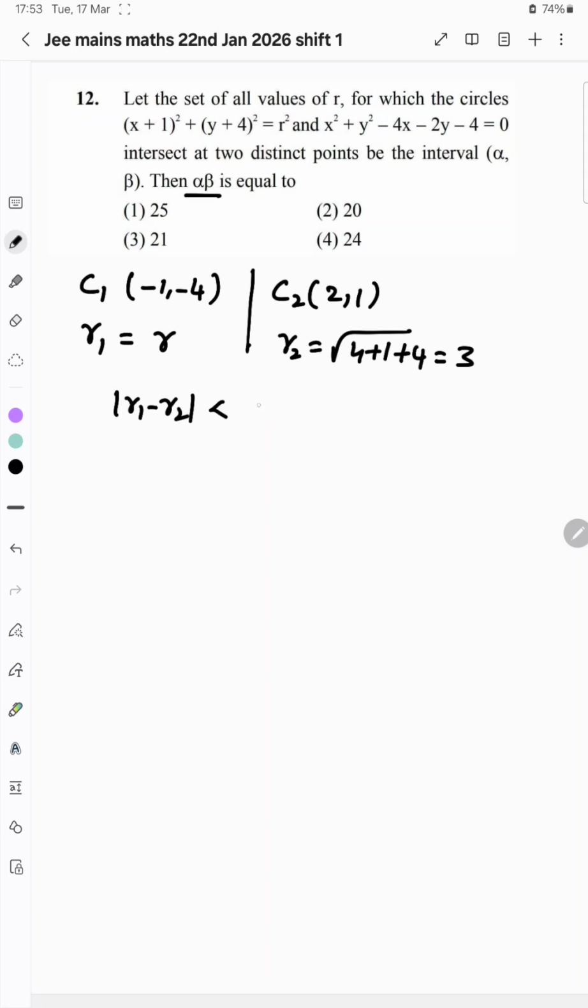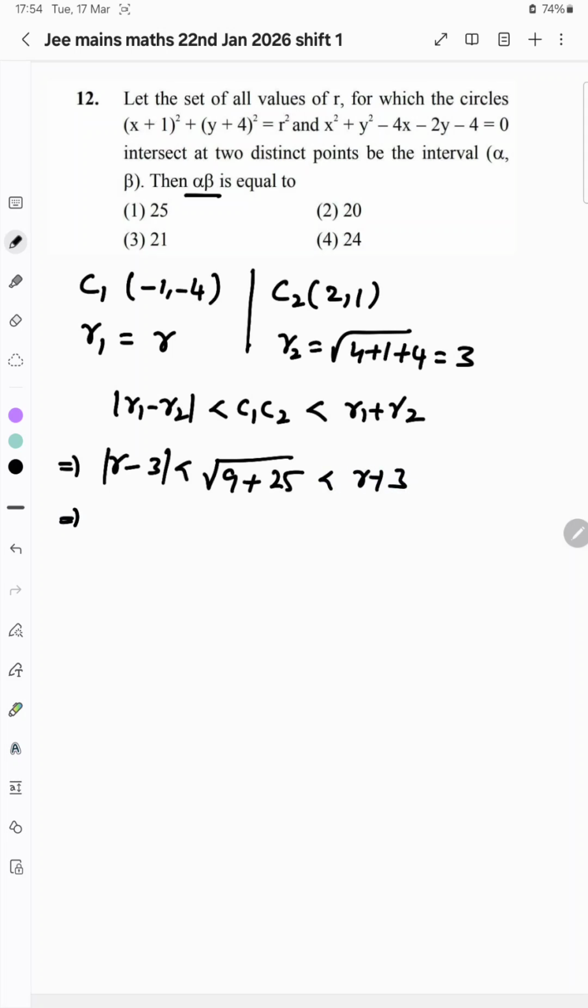Fine. So the condition for two circles intersecting at two distinct points is |r1 - r2| < C1C2 < r1 + r2. Now observe, r1 is nothing but r only, r2 is 3. C1C2, the distance between C1 and C2, is the square root of (-1 - 2) whole square, which is 9, plus (-4 - 1) whole square, which is 25. It's less than r1 + r2, which means r + 3.